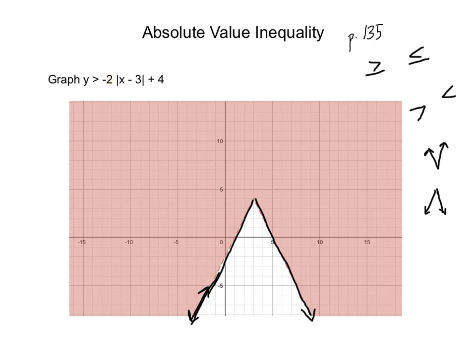The 2 means it has been shrunk, so it is not as wide as the parent graph. So rather than being like this, it has been shrunk. And then it has been moved to the right 3 and up 4 on the y range. So we can really apply what we know about absolute value graphs to inequality graphs.